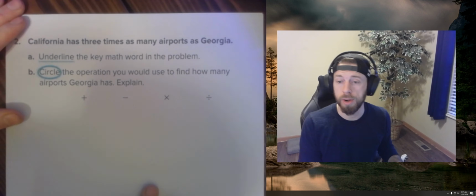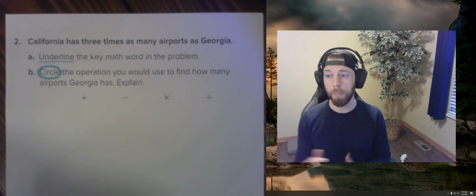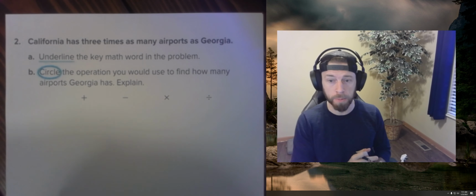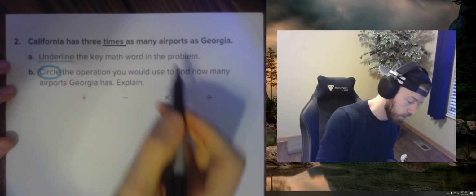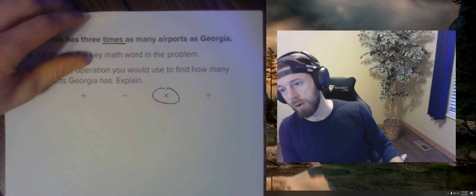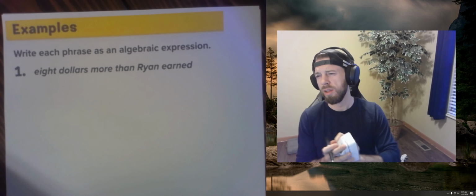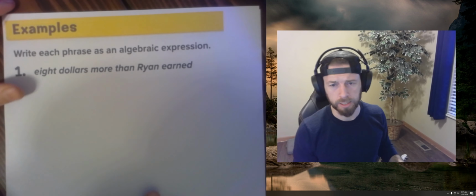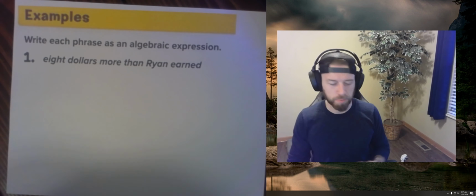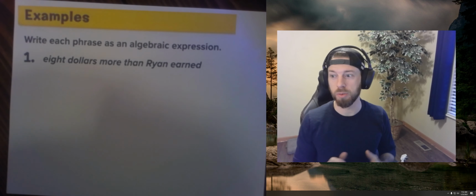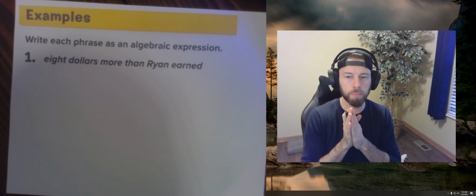Next one, California has 3 times as many airports as Georgia. What operation would you use to solve that type of problem? Would that be adding, subtracting, multiplying, dividing? Well, 3 times would be a dead giveaway that this is going to be a multiplication problem, right? So just kind of refreshing ourselves on what are some of these words that we use to determine if it's add, subtract, multiply, divide. Now, here we go, the meat of it. Trust me, your expressions aren't going to look like the crazy ones that we were doing at the beginning of this video. They're going to be nice and short, but they're still really important, okay?